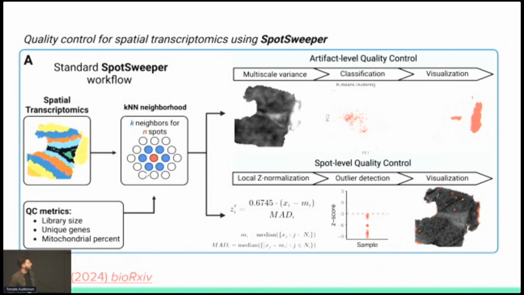Instead of comparing every spot to the global sample, we compare it to its local neighborhood. So we use KNN, we find the neighborhood for every spot. We then normalize it based on a z-score, and then you can do your outlier detection based on that transformed z-score data, essentially. There's also another module where we can detect larger artifacts, so I'll talk about that in the second half of the talk.